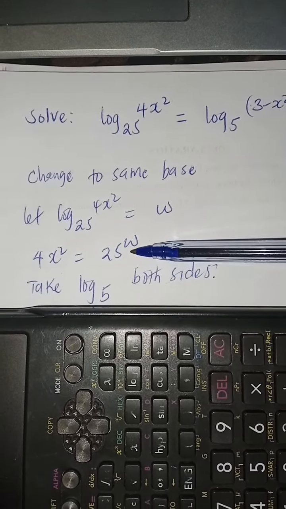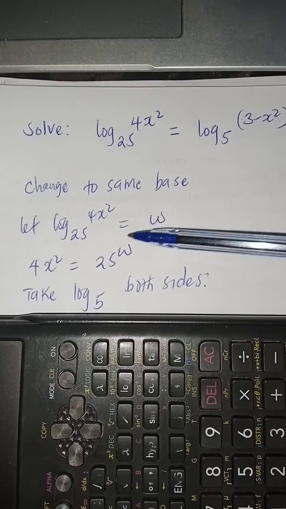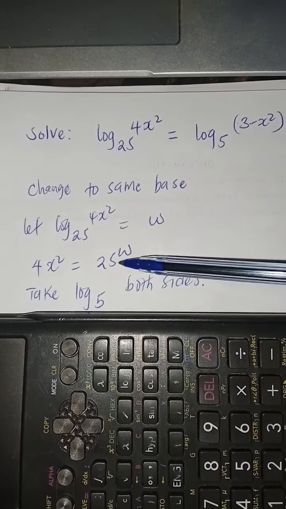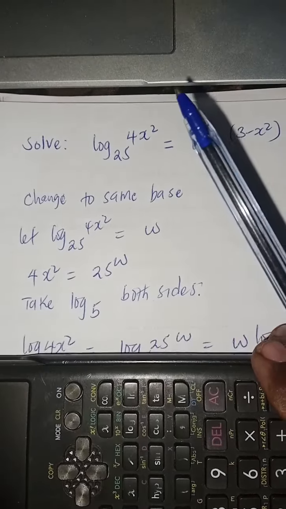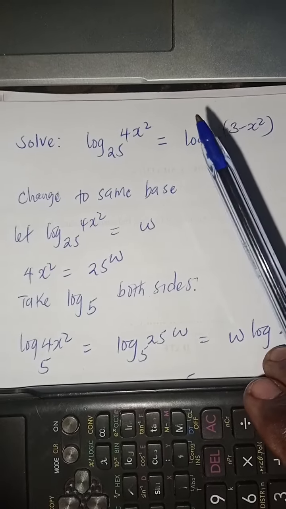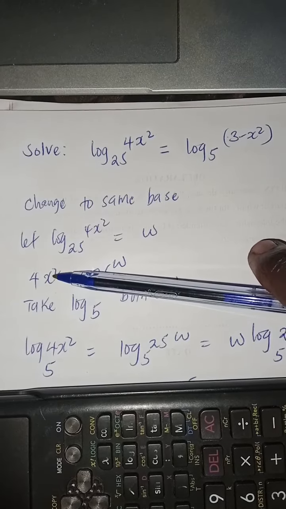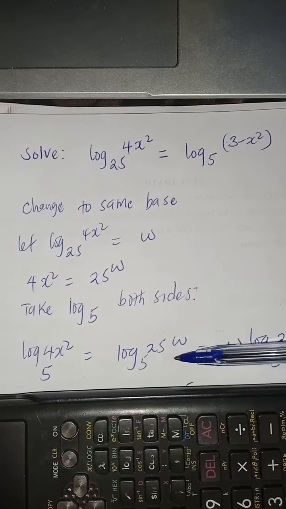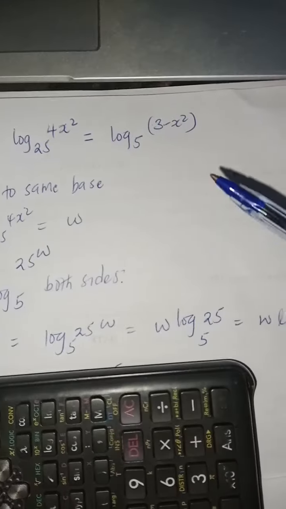And applying the rules of logarithms, that would mean that if this is equal to W, then 4x squared is equal to the base, which is 25 to power W. Now it's my time to take logarithm to base 5 both sides. So that means I'll have 4x squared with a log to base 5 and this side log to base 5. Now what does that mean?